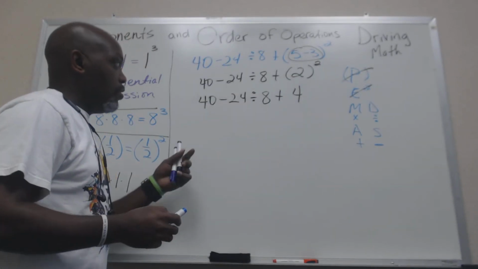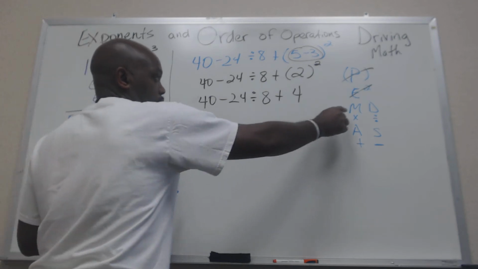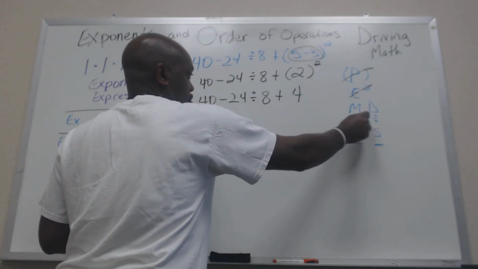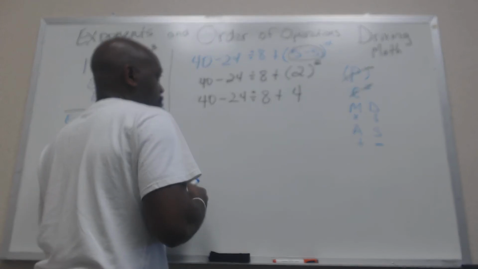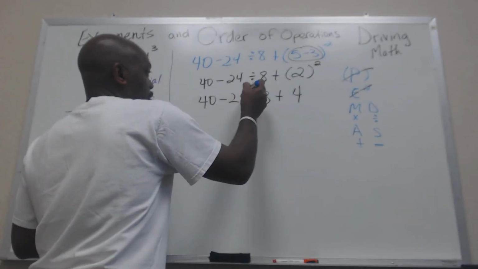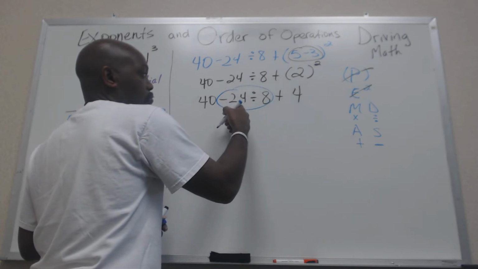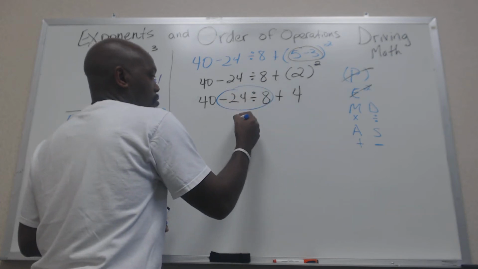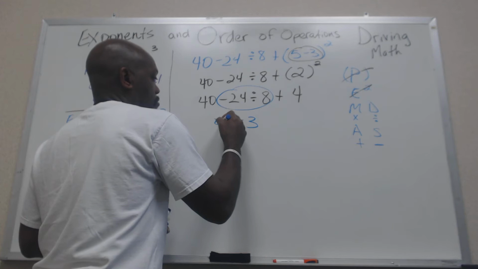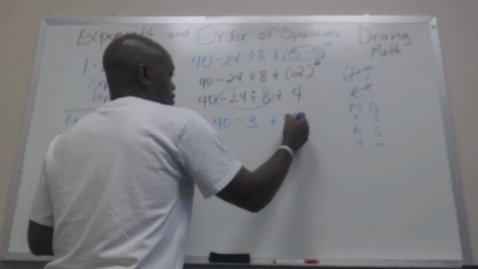All right, and then from here, we've got multiplication or division. And as you can see, there's only division. And so you can include that negative sign. So it's negative 24 divided by 8, which gives us negative 3. So it's 40 minus 3 plus 4.